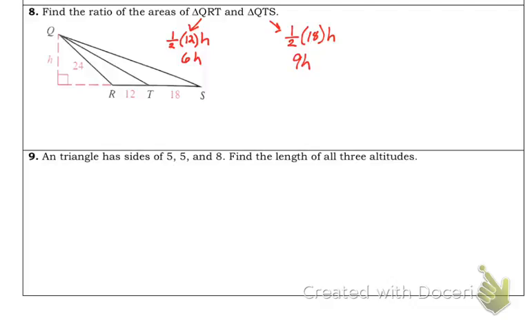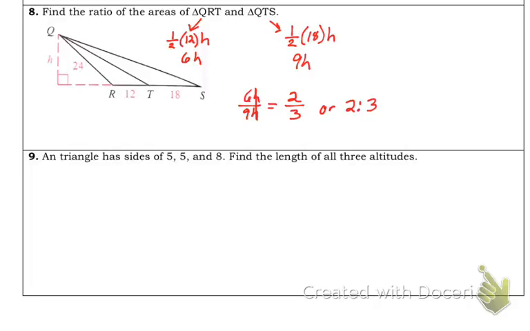Well, a ratio is just a fraction, a fraction comparing those two things. So the ratio for this one is going to be 6H over 9H. Well, H over H is just 1. So we're left with 6 over 9, which we can simplify down to 2 over 3. Or you could have written it as 2 colon 3.